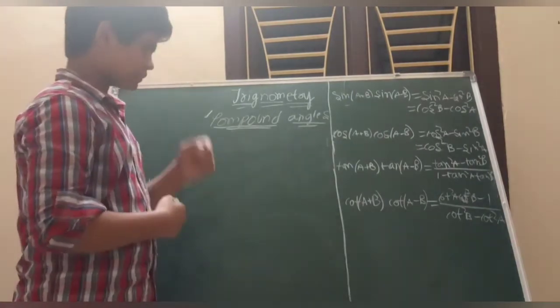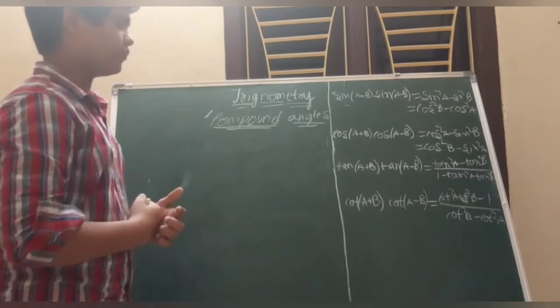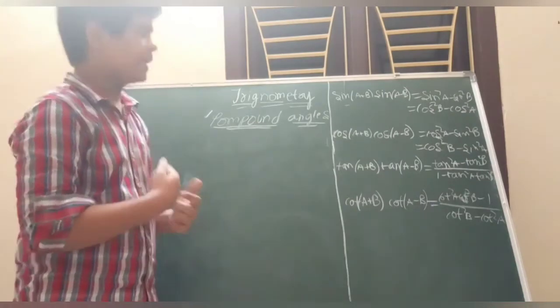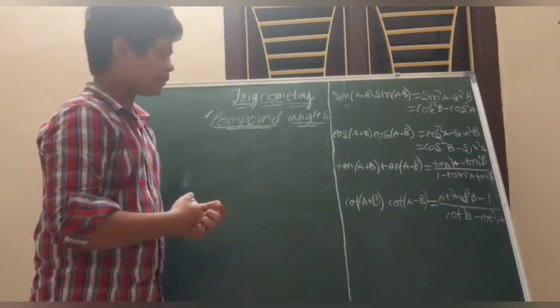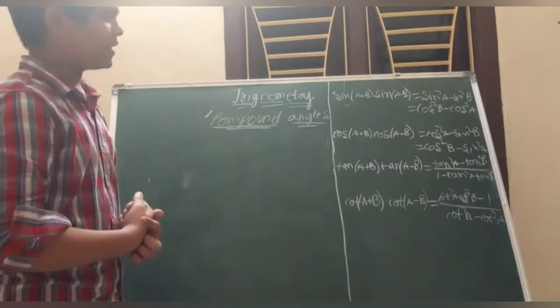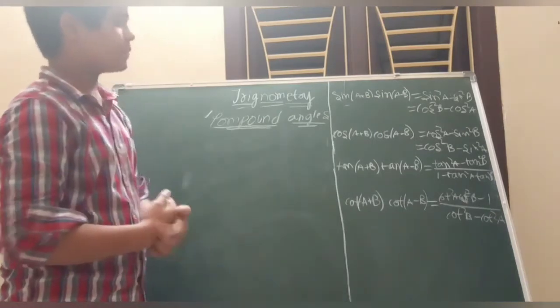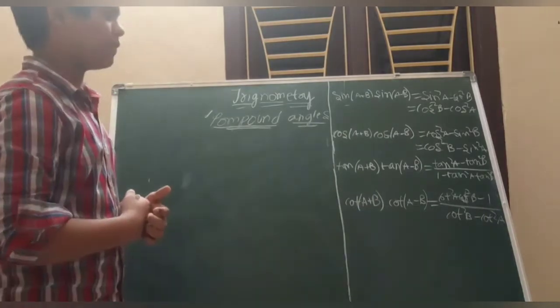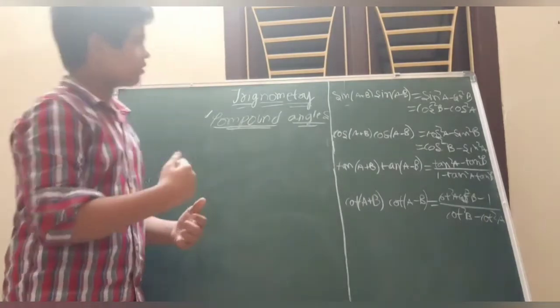And the third one is tan(A+B) into tan(A-B) is equal to tan square A minus tan square B by 1 minus tan square A into tan square B. And the fourth one is cot(A+B) into cot(A-B) is equal to cot square B minus 1 by cot square B minus cot square A.